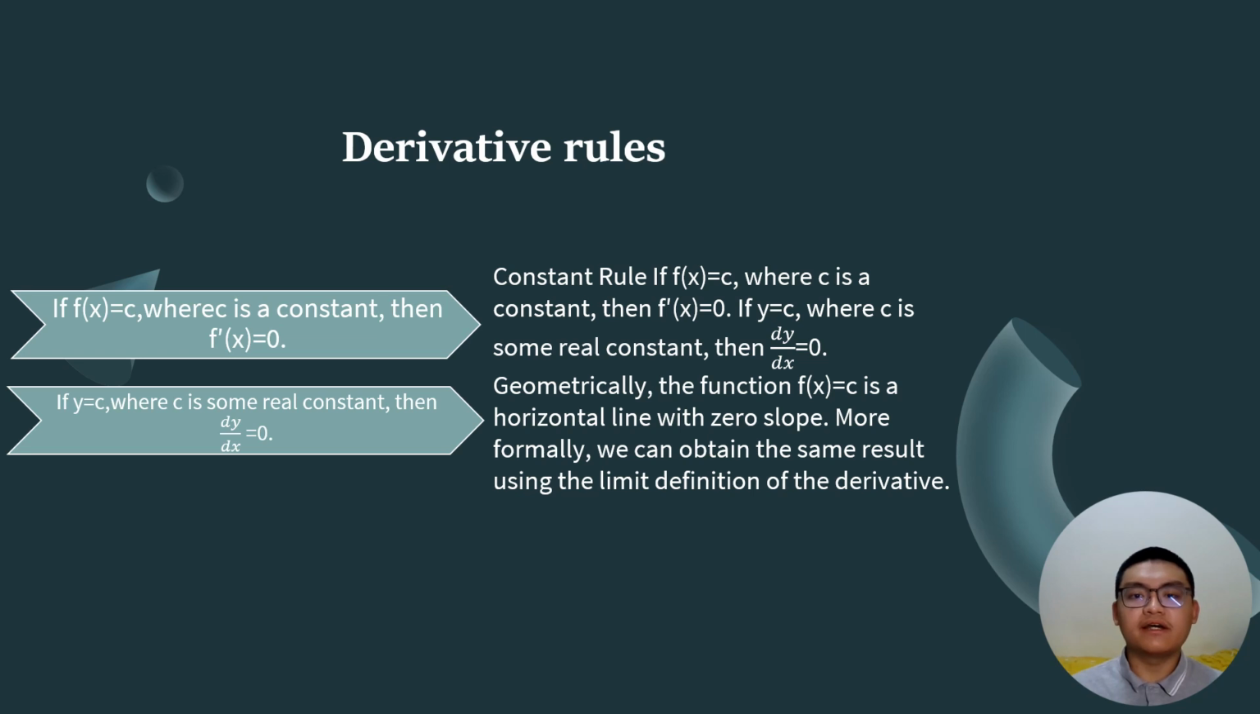More formally, we can obtain the same result using the limit definition of the derivative. But the key takeaway here is that the derivative of any constant function is always 0. So to summarize, if we have a constant function, its derivative is 0. This is because a horizontal line has no slope. It's perfectly flat.